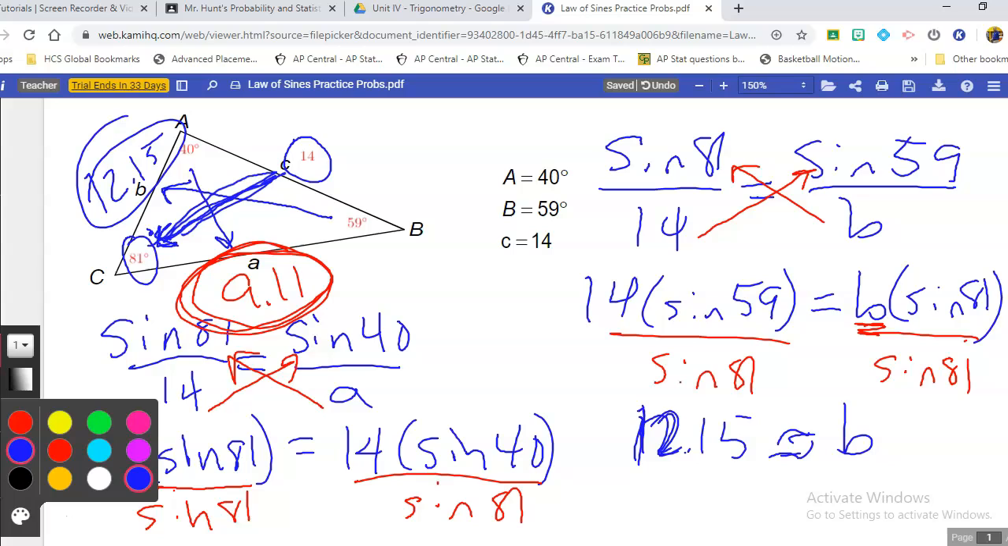So we'll kind of say this is 12.15, and we're done. We have the triangle solved, and we have found all the missing angles, and we found all the missing sides, and we can move along to the next problem. So that would be our example there.